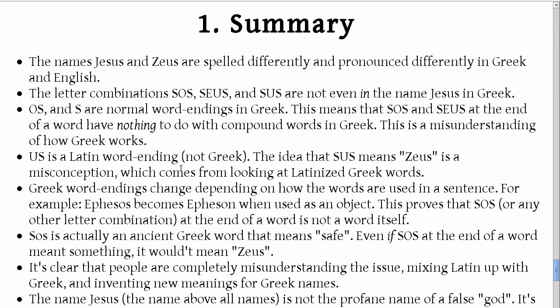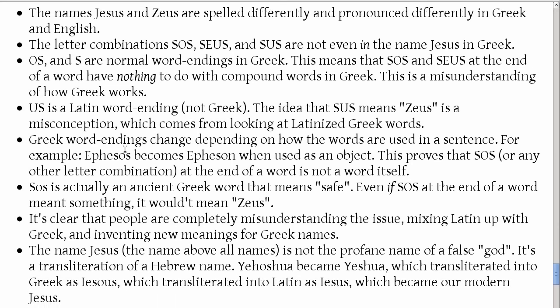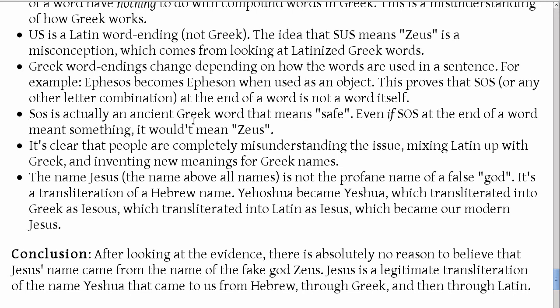US is a Latin word ending, not Greek. The idea that SUS means Zeus is a misconception, which comes from looking at Latinized Greek words. Greek word endings change depending on how the words are used in a sentence. For example, Ephesos becomes Ephesion when used as an object. This proves that SOS, or any other letter combination, at the end of a word is not a word itself. SOS is actually an ancient Greek word that means safe. Even if SOS at the end of a word meant something, it wouldn't mean Zeus. It's clear that people are completely misunderstanding the issue, mixing Latin up with Greek, and inventing new meanings for Greek words. The name Jesus, the name above all names, is not the profane name of a false god.